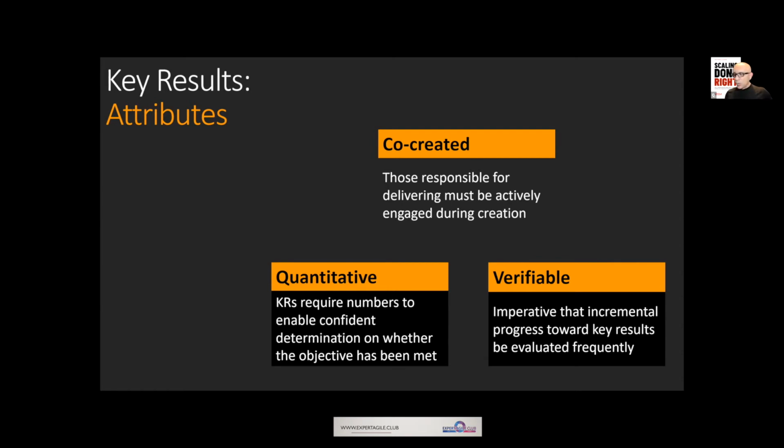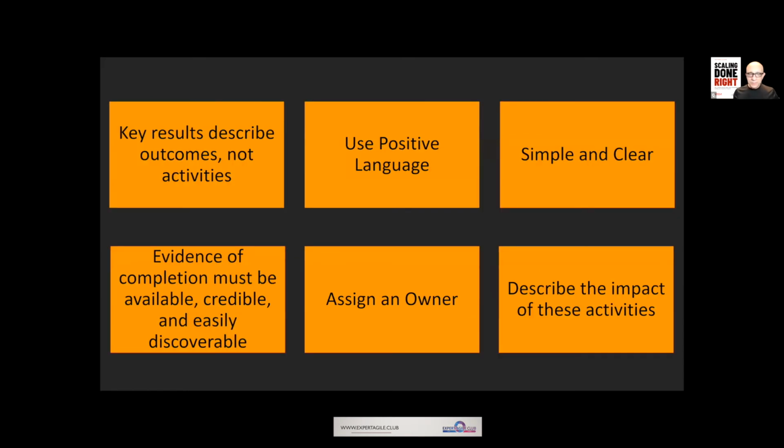Now, objectives are qualitative. Okay, key results are quantitative. And obviously, they have to be verifiable. You don't just pull a number and then say, yeah, we hit the number. Where's the proof? Right? So these are not activities. Key results is not a checklist. If you want a checklist, go talk to the definition of done if you're doing Scrum. It's not a checklist, it's outcomes, it's things that we manage to do. Again, positive language, simple and clear. Yeah, of course, right? Simple and clear, people get it. Evidence of completion should be available, credible, and discoverable.